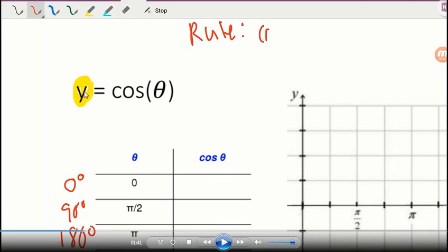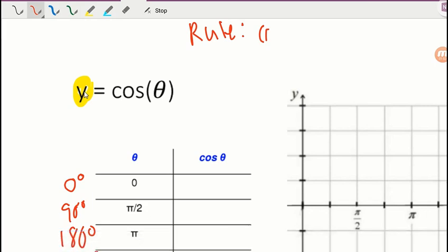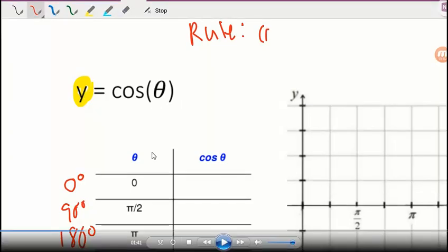You can use different random letters, like G and stuff, but you wouldn't really use it just like that. You would write G of theta, with different notation. So right now we're going to ignore this part and just think about cosine of theta, right? What is the rule for it?